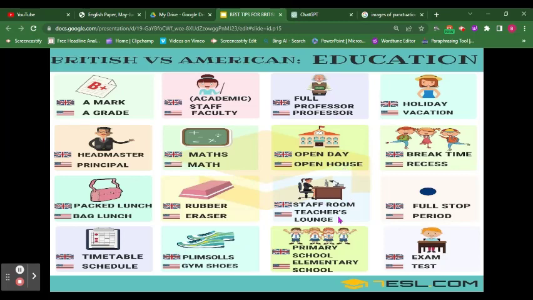Staff room, British, teachers' lounge, American. Primary school, British, elementary school, American. Holiday, British, vacation, American. Break time, British, recess, American. Full stop, British, period, American. Exam, British, test, American.